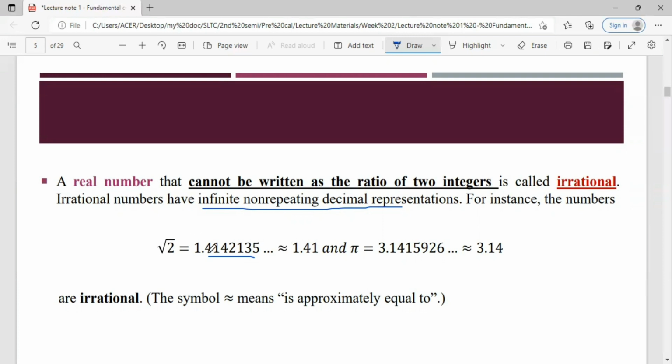So square root 2 is approximately equal to 1.41. And also we can take pi as an irrational number, because the value of pi equals 3.1415926. Here also there is no pattern, that means non-repeating decimal representation. Therefore, this one is also an irrational number. So we can write this one as approximately equal to 3.14, right?